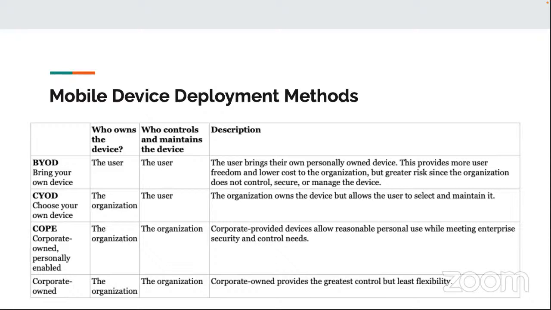There's the corporate-owned, personally enabled device. It's owned and maintained by the organization, allows for some personal use, but the organization does control the device. And then there's fully corporate-owned, where it's fully owned by the company. They manage it all. There is no way for you to use it for personal use.